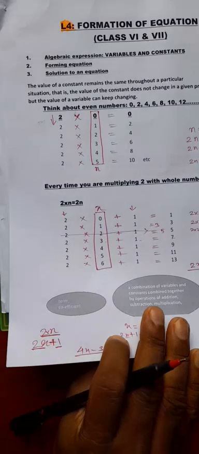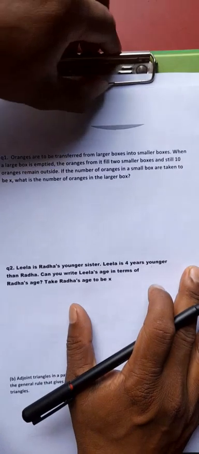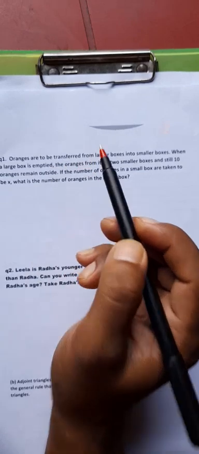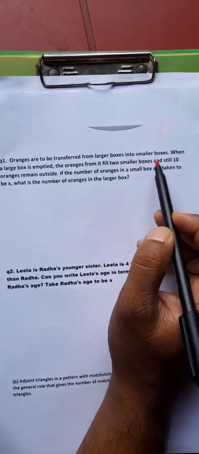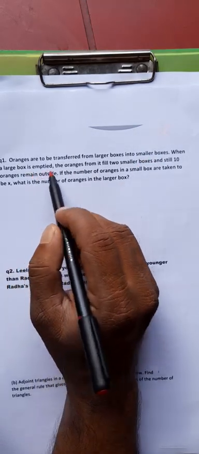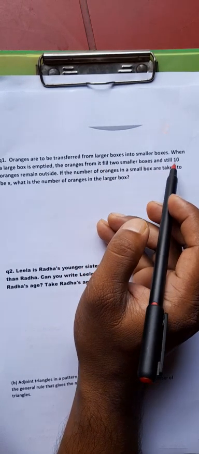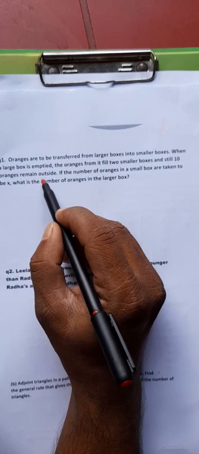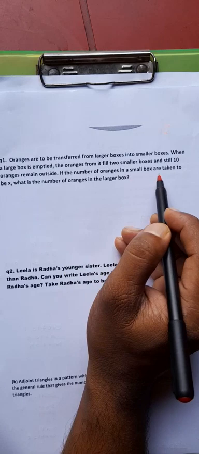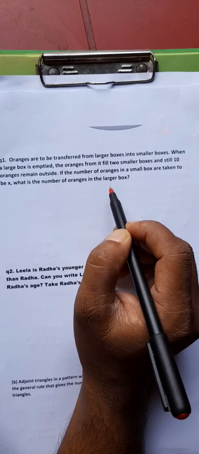Now let's form algebraic expressions. We will discuss a few examples from CBSE books. Say, for example, oranges are to be transferred from a larger box into smaller boxes. When a large box is emptied, the oranges from it fill two smaller boxes, and still 10 oranges remain outside. If the number of oranges in a small box is taken to be x, what is the number of oranges in the larger box?